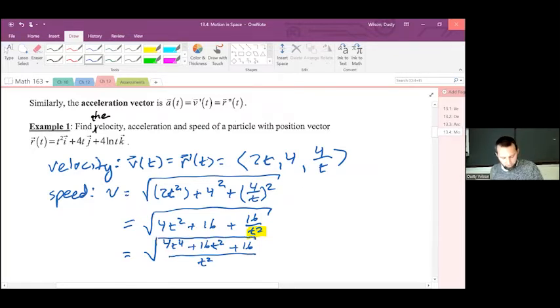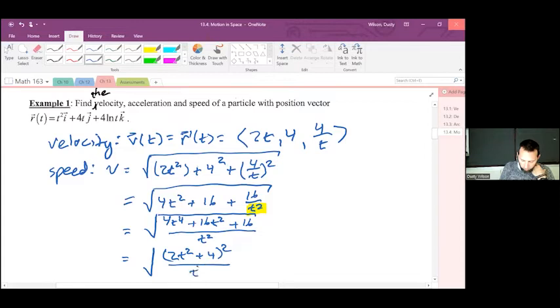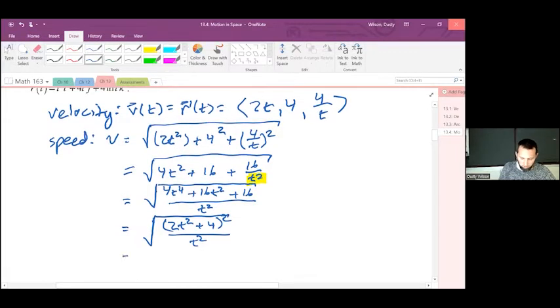And let's see, does that first term factor? 2 and 4? I think it might. I think that might be a perfect square. So is this the square root of 2t squared plus 4 squared over t squared? I think it is, which in turn would be equal to just 2t squared plus 4 all over t. So there's our speed function. Notice what's important about this is that this is a scalar function. It's not a vector.